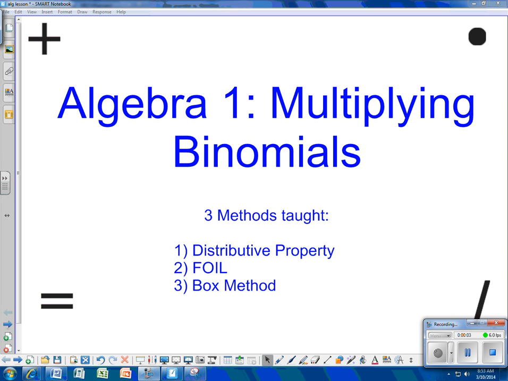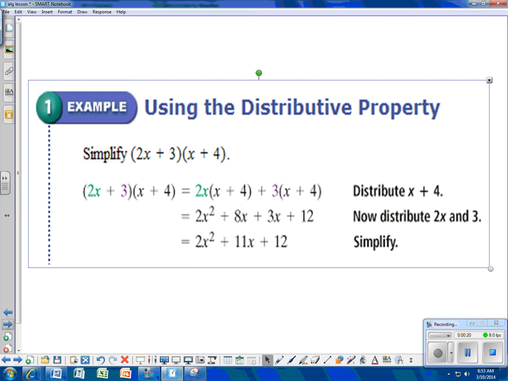All right, well, today we're going to be going over Algebra 1 multiplying binomials. We have three methods to go over. The first one's going to be distributive property. Number two is going to be the FOIL property, and number three is the box method. You are going to have to write these down, so follow these and take notes.